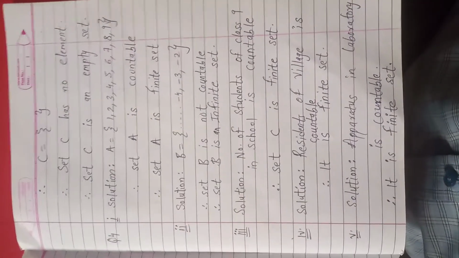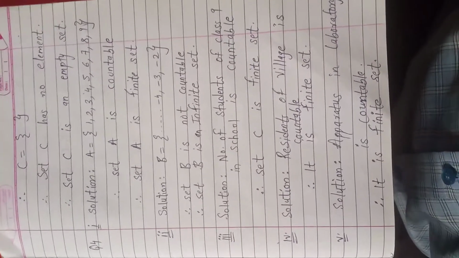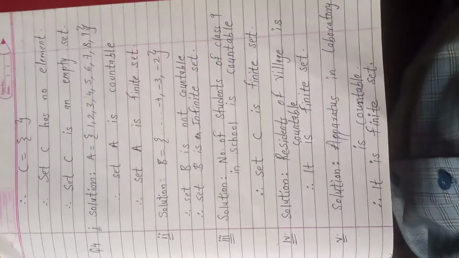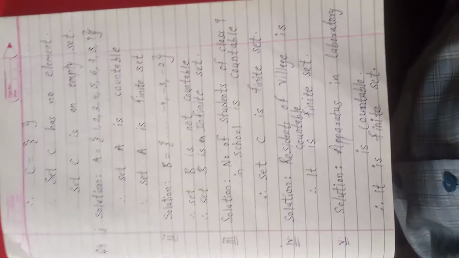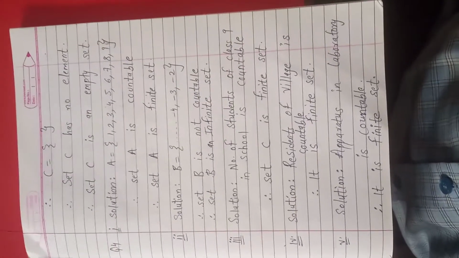Okay, now question number 4. We have to check in question number 4 whether the set is finite or infinite. What is a finite set? If the elements in the set can be counted, then it is finite, and if the elements are not countable, or uncountable, then it is an infinite set.